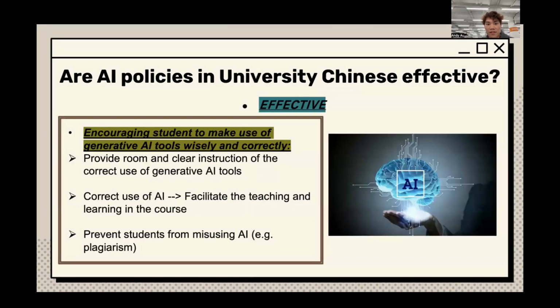So are AI policies in University Chinese effective? We do think it is effective because it helps encourage students to make use of generative AI tools wisely and correctly. It provides room and clear instructions for the correct use of generative AI tools. And the correct use of generative AI can help facilitate the teaching and learning in the course. It prevents students from misusing AI.